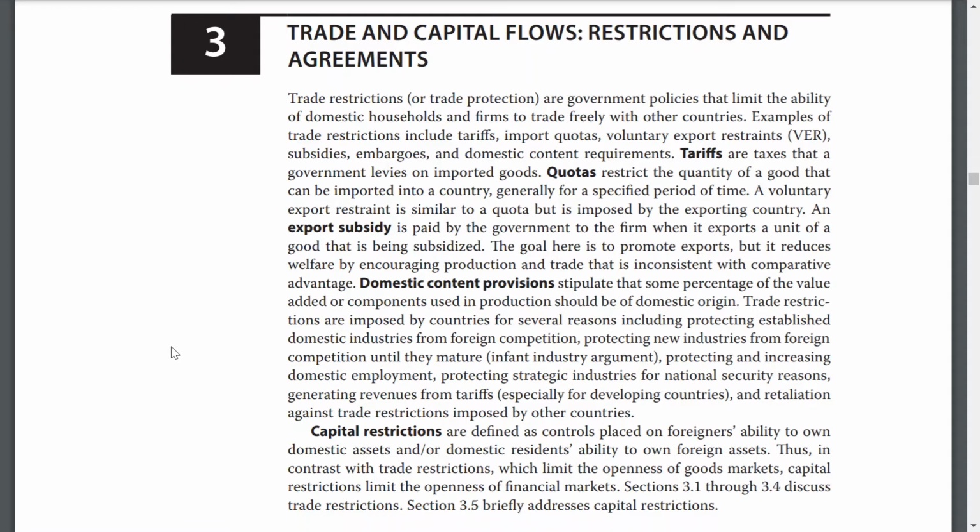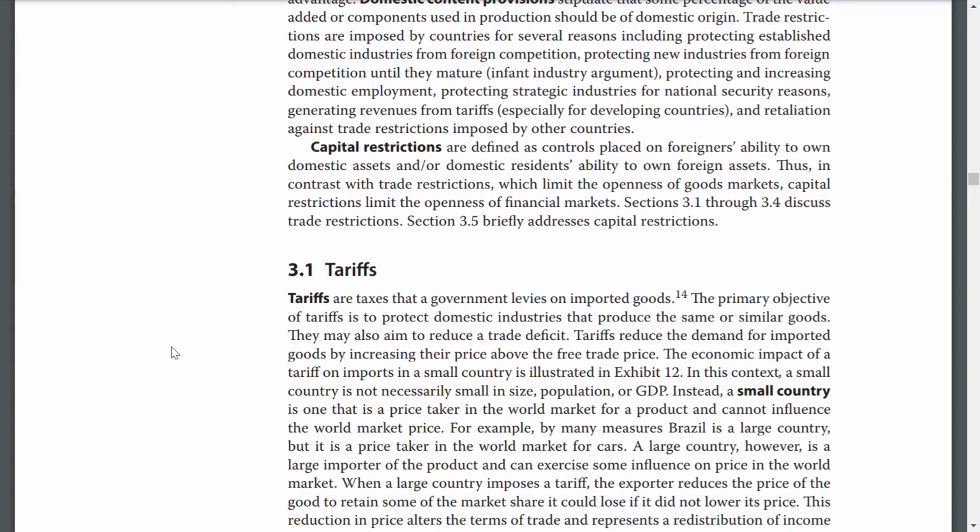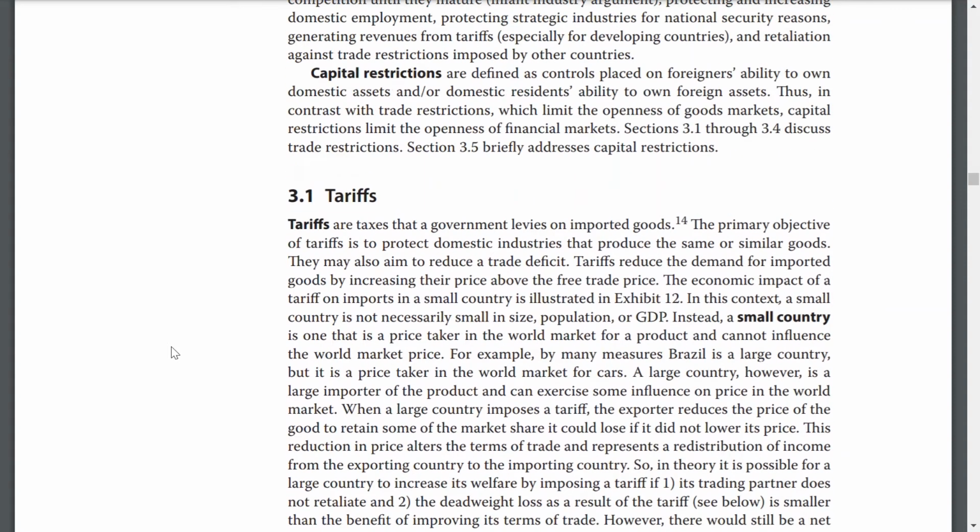Capital restrictions are defined as controls placed on foreigners' ability to own domestic assets and on domestic residents' ability to own foreign assets. Thus, in contrast with trade restrictions, which limit the openness of the goods market, capital restrictions limit the openness of the financial market. Sections 3.1 through 3.4 discuss trade restrictions. Section 3.5 briefly addresses capital restrictions.